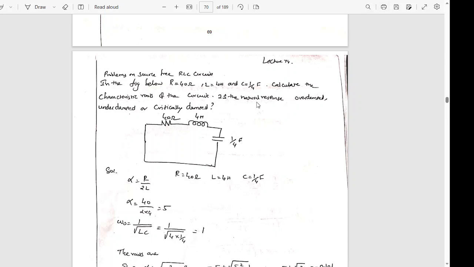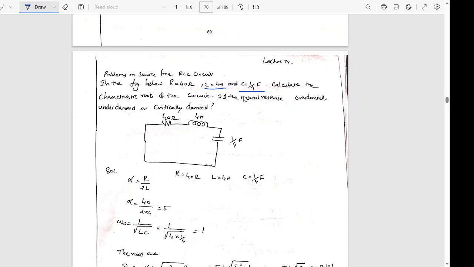Okay, in this video we are going to discuss a few problems on series RLC circuits. We consider the natural response of series RLC circuits. In the first question, in the figure below, R equals 40 ohms. The R value is given. L is 4 henry and C equals 1/4 farad. Calculate the characteristic roots of the circuit.